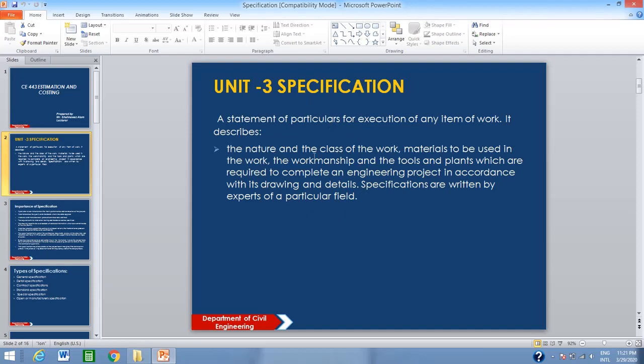So, based on a specification, we can know what specific type of construction we have to do, and what specific type of material we are going to use. Everything is written properly. The cost of the project will depend mainly on the specification of the material and the construction techniques.